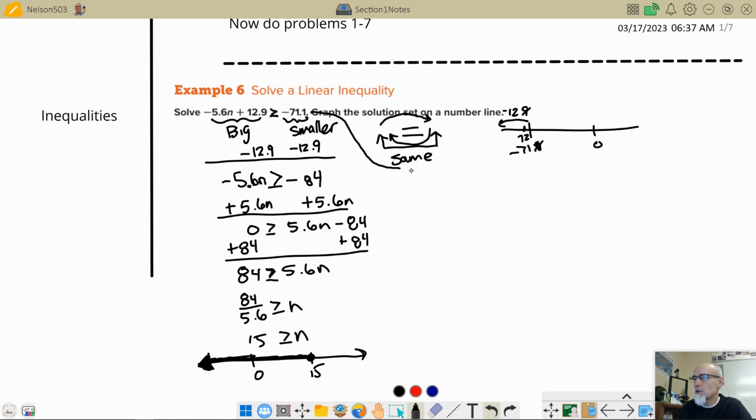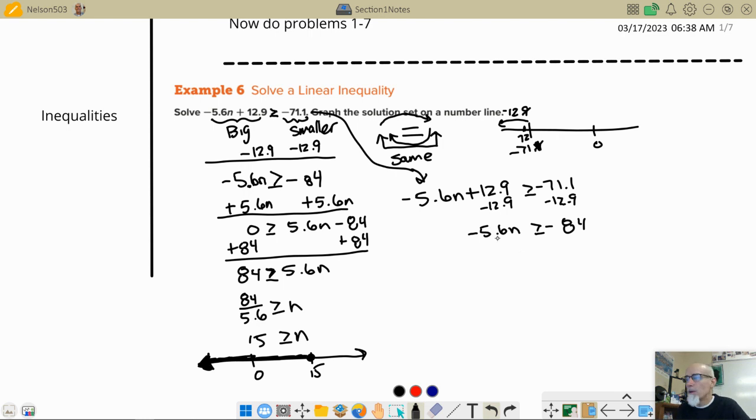Here is option 2, or I'd say option 1, actually. Let's say I had 5.6n, and I just subtracted 12.9 from both sides. So I'm going to subtract 12.9 from both sides. That's a legal maneuver. So I get 71.1 here. So if I subtract 12.9, I'm down to negative 84. We've already done that arithmetic, okay? Is less than or equal to negative 5.6n.